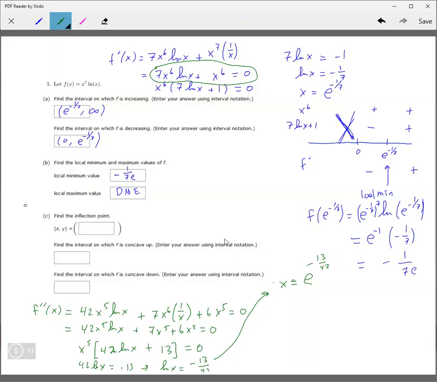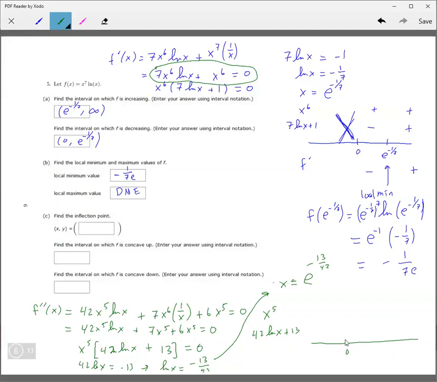Okay, so negative 13 over 42. And now what we're going to do is set up this right here: x to the fifth, and then 42 log x plus 13. And then we have the number line.